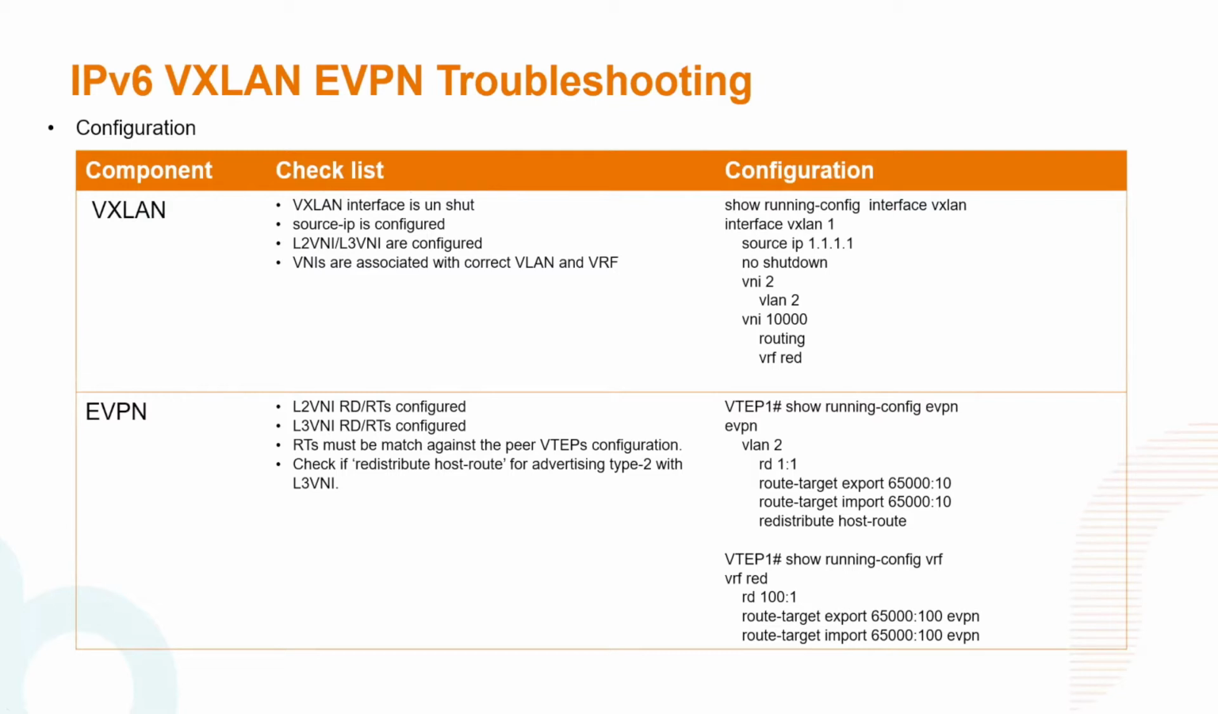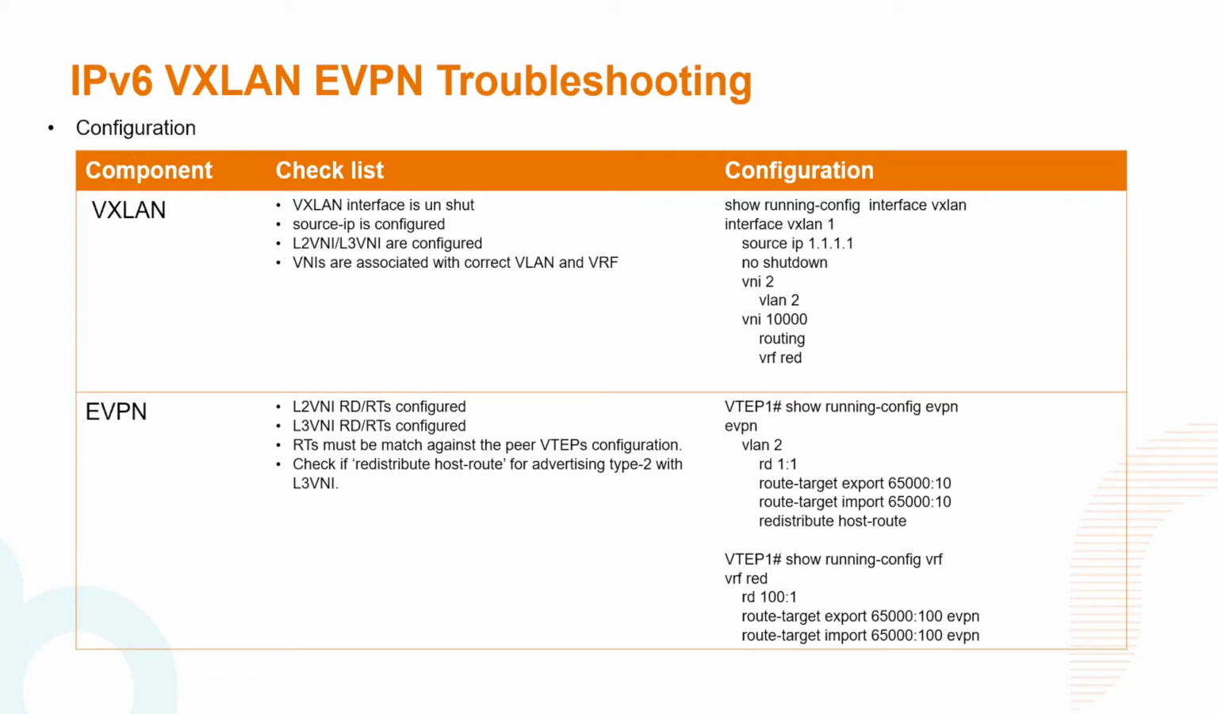With respect to the VXLAN component, just ensure the VXLAN interface is unshared and source IP is configured and reachable. As well, L2 VNI and L3 VNIs are configured correctly with respect to association of VLAN and VRF. And for the VRF, routing should be enabled. Coming to the EVPN component, we need to check under EVPN that the VLAN is configured with the correct import and export route targets, and enable redistribute host route, which applies whether it is v4 ARP entry or ND entry, for redistribution as a type 2 route.